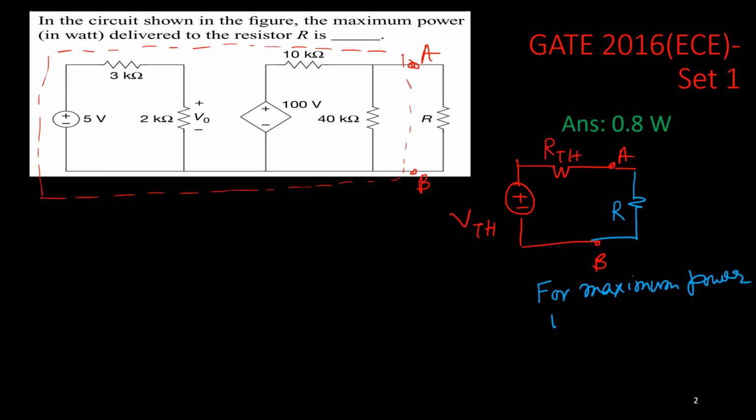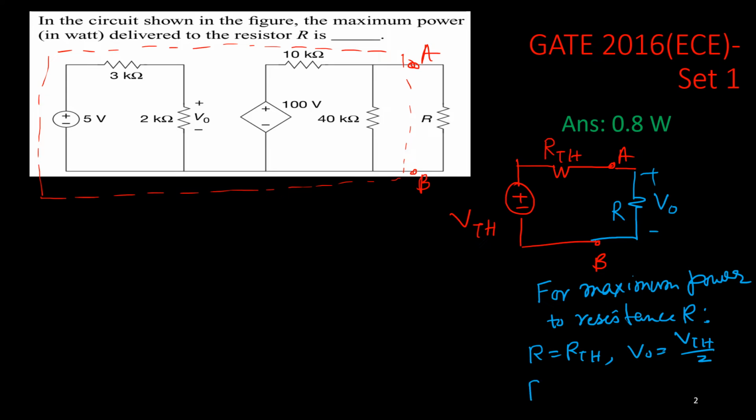to resistance R, the first condition is that R should be equal to RTH, and if it is so, then you see the voltage across this one, this V0, will become half of the VTH because equal resistance equally divides. So V0 will be VTH by 2.